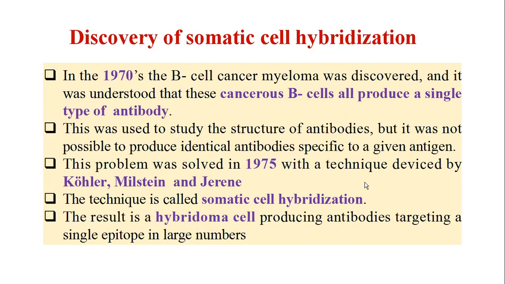Now, the discovery of somatic cell hybridization. This is a very important discovery in the field of immunology and clinical biology. Because in the 1970s, the B-cell cancer myeloma was discovered, and it was understood that these cancerous B cells all produce a single type of antibody. This was used to study the structure of antibodies, but it was not possible to produce identical antibodies specific to a given antigen.